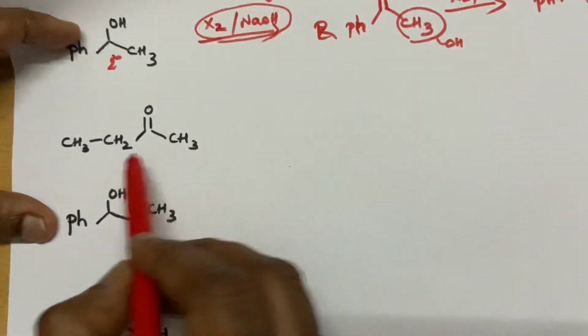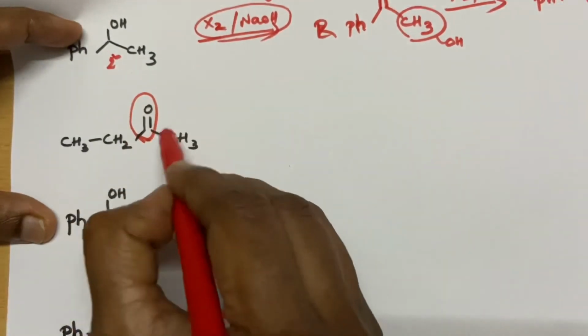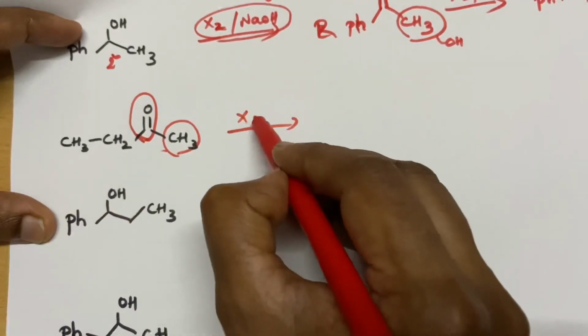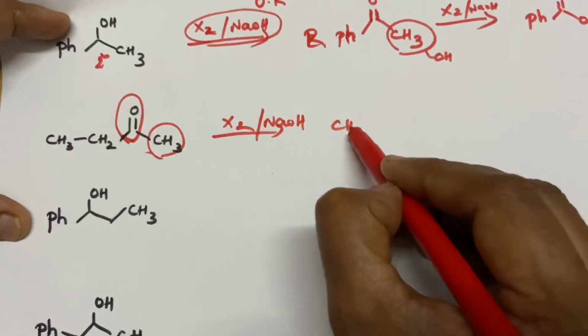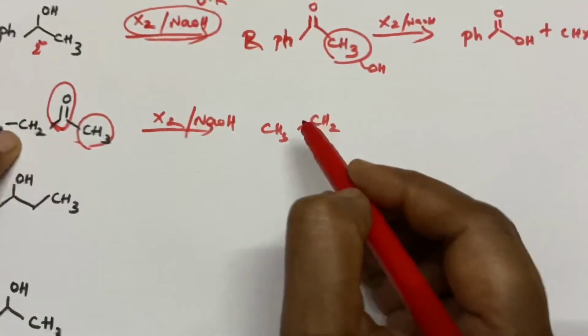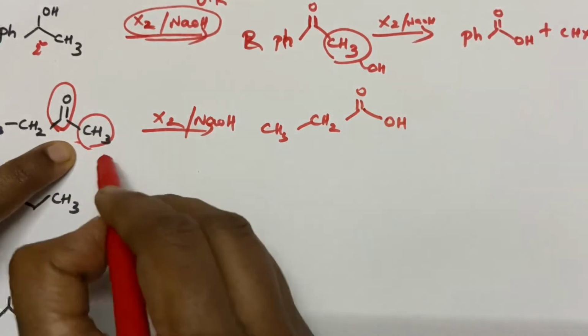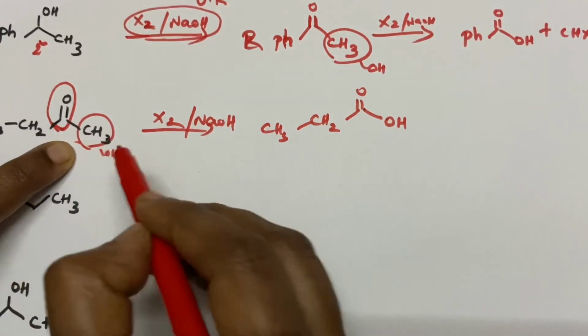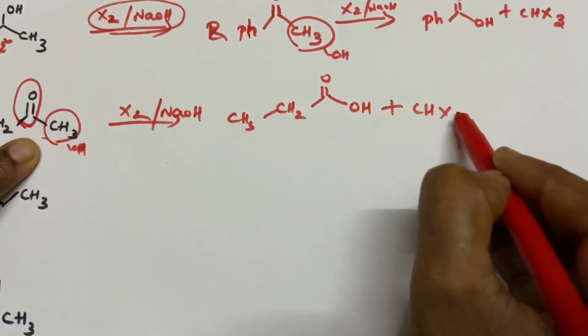So let's see. Yes, the necessary criterion is satisfied. You have a carbonyl and a methyl. Yes, this will give you a positive test with the haloform reaction. What will be the product? The ethyl group will be maintained along with the carbonyl group. Replace the CH3 with OH, and you will get the corresponding haloform.